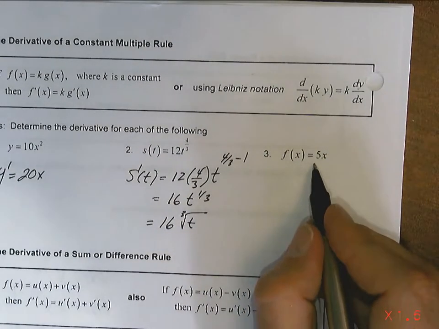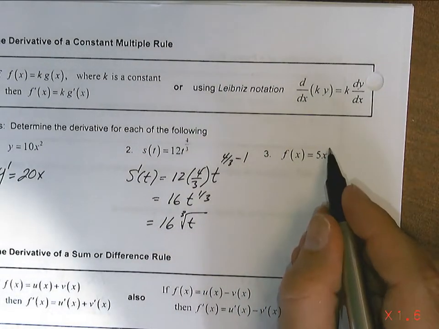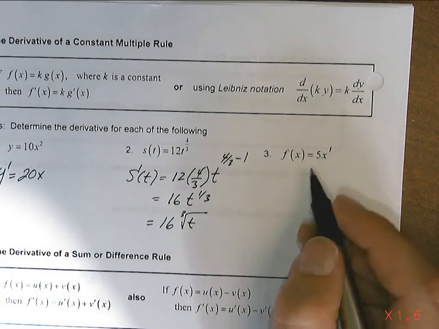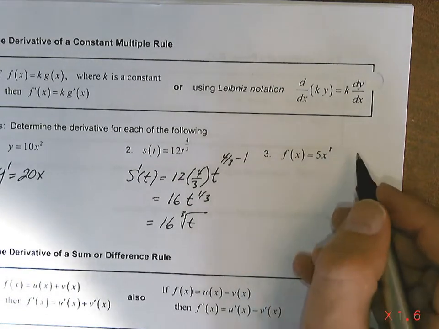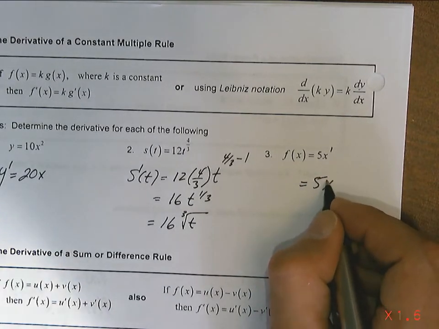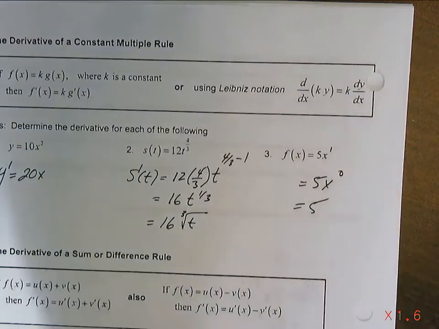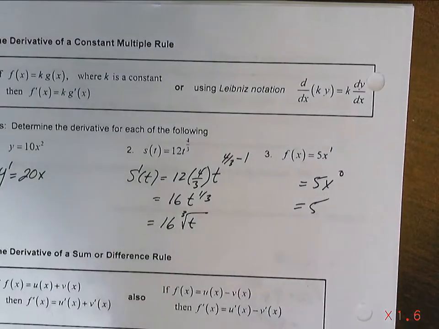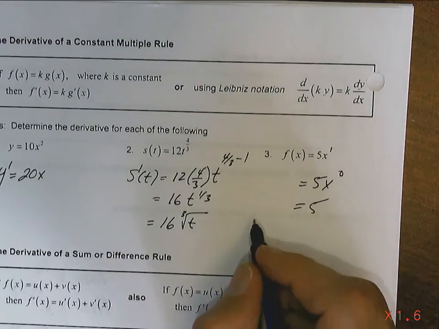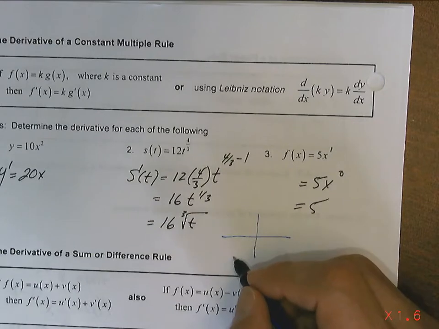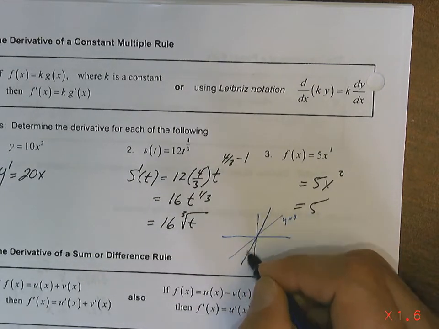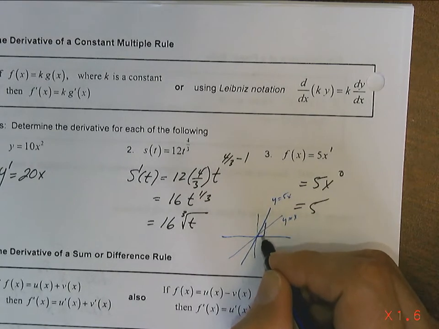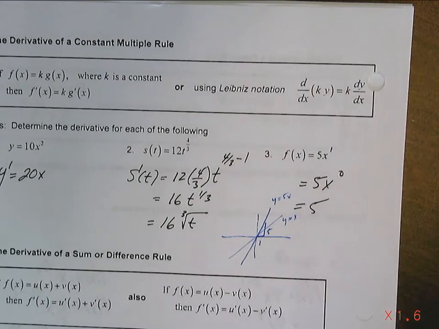And this one, there's my constant, there's my function. It's got an invisible 1 there. The 1 comes down, multiplies by the 5 to get 5. 1 subtract 1 is 0, so it's x to the 0, which is 1. So the answer is 5. And once again, let's give this a thought. If this is y equals x, then that could be y equals 5x, and you'll notice that has a slope of over 1, up 5 everywhere along there, which is what this is saying.